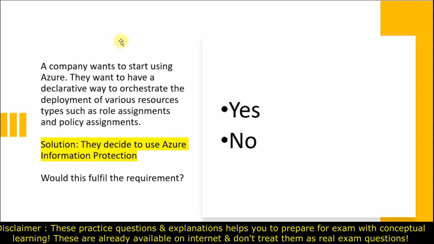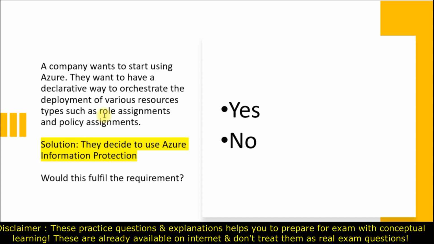Let's talk about this question. In this question, they are asking: a company wants to start using Azure. They want to have a declarative way to orchestrate the deployment of various resource types, such as role assignments and policy assignments. The solution they are giving is they decide to use Azure Information Protection. Would this fulfill the requirement? The options are yes or no.